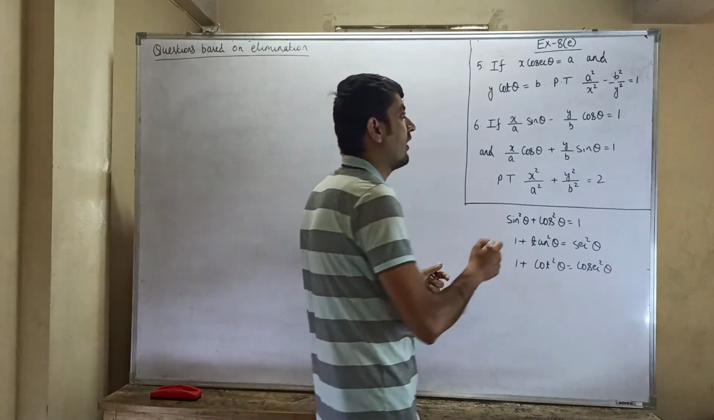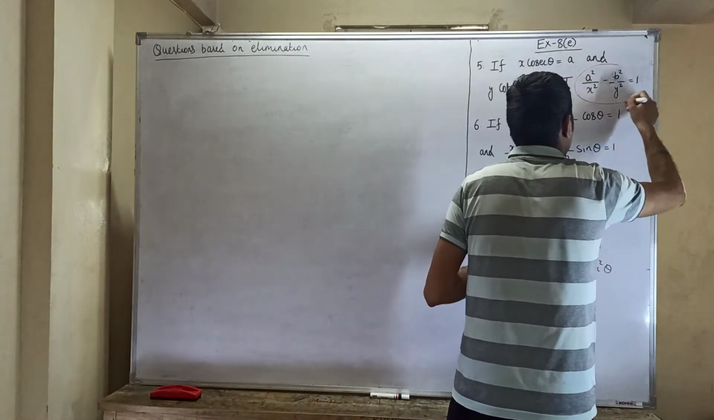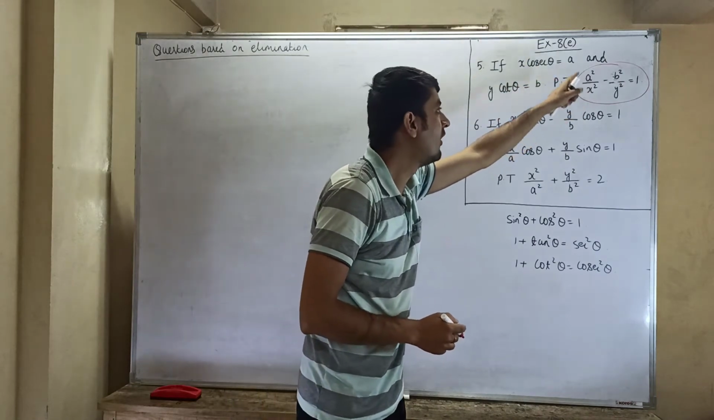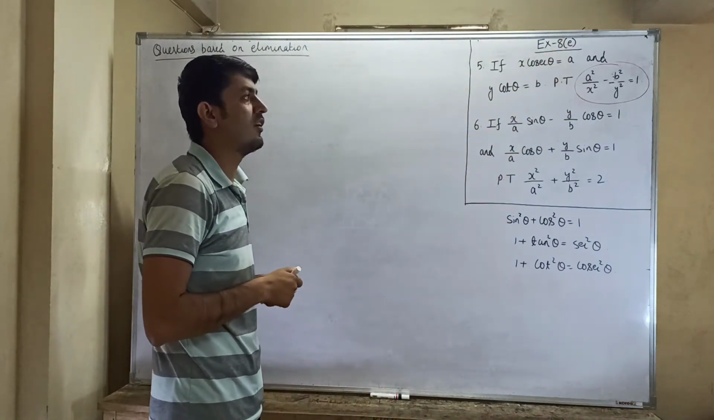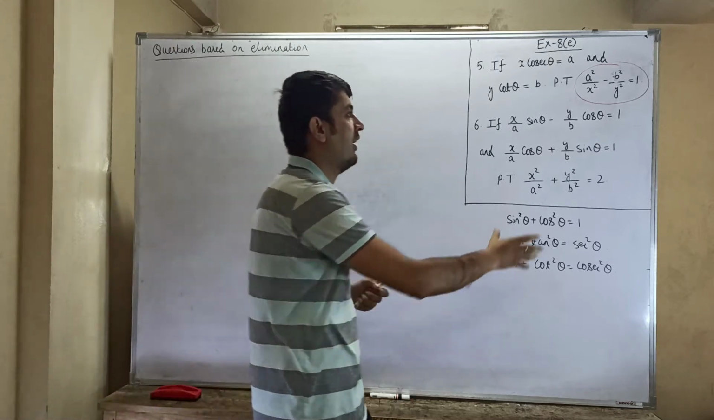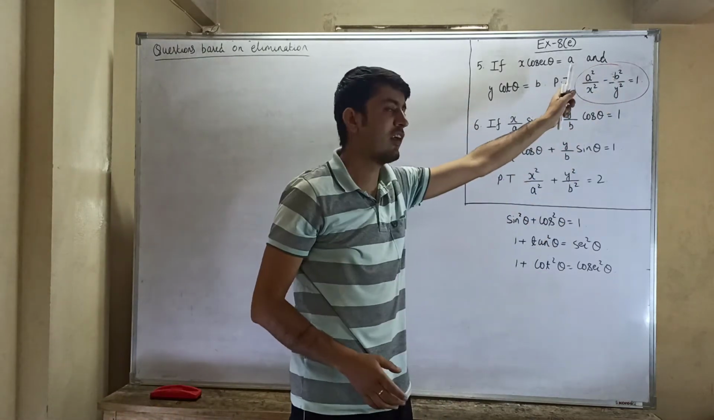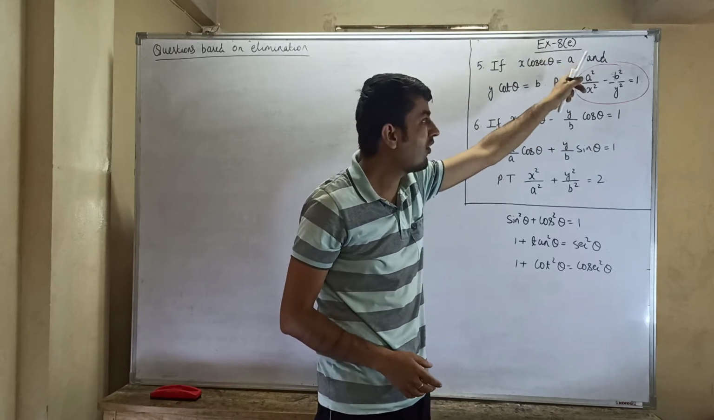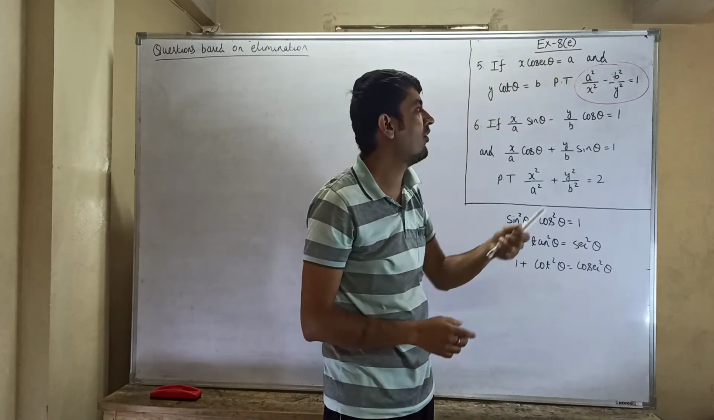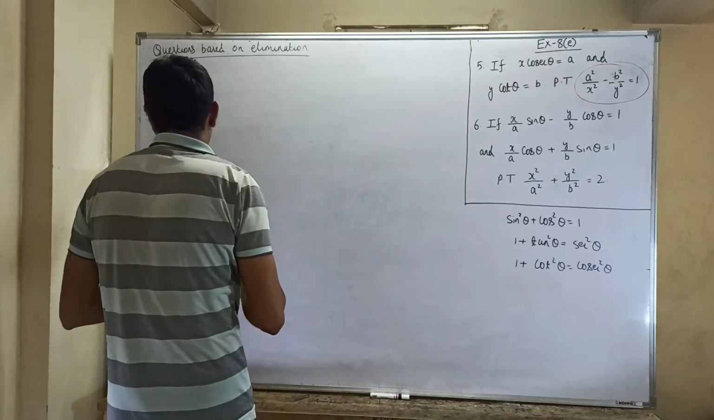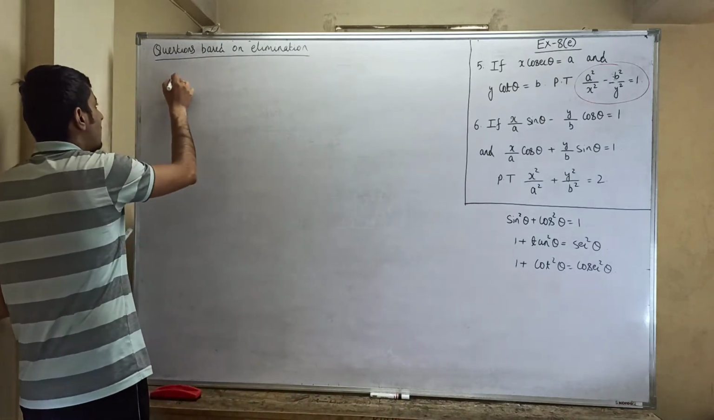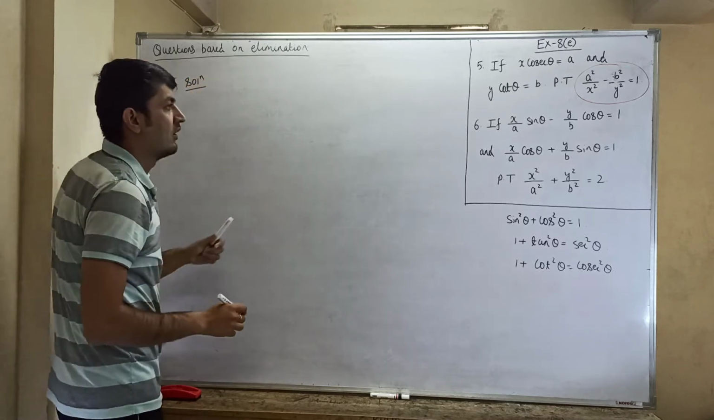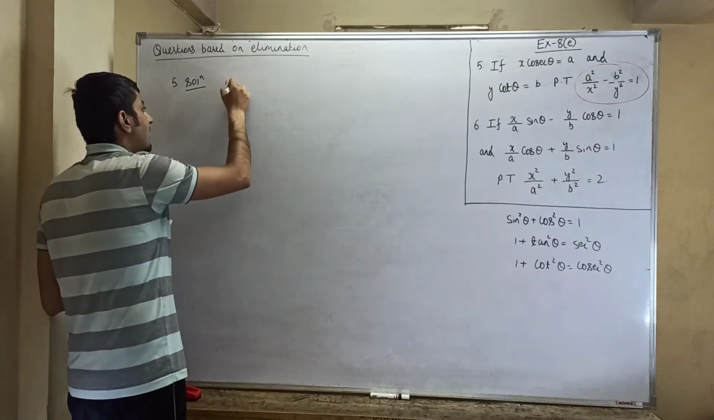As you can look here, there is no theta. That means they have eliminated theta. So how to solve this problem? You start with the left hand side. What is the left hand side? Left hand side is a square by x square minus b square by y square. So let us do the solution. Question number 5. Solution. Start with your LHS.